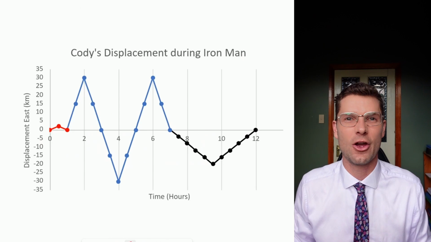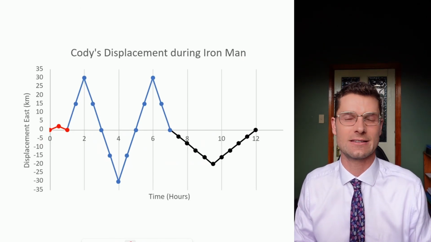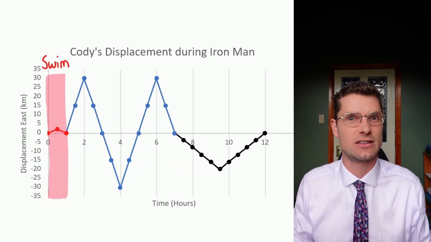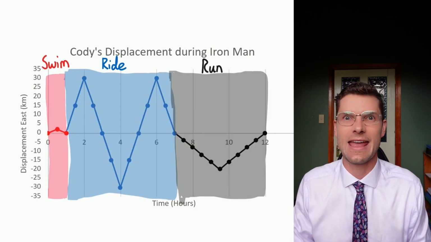So big shout out to Cody here. He's finished an Ironman and we're just going to look at their displacement during the race. So we've broken this into three sections. The red section here is the swim. The blue section here is the ride, and the black section at the end is the run.